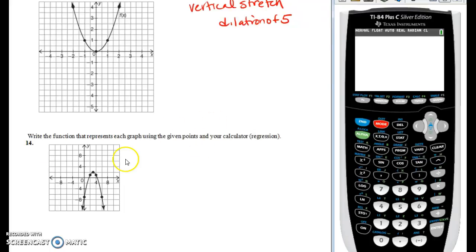Question 14, again from Chapter 2, is about the graphing standard, Standard 3. And this actually relates to the current chapter that we're studying, where it says, write a function using the graph given the points and your calculator, or regression. We did this back in chapter 2. So the first thing that you want to do is identify what those points are.